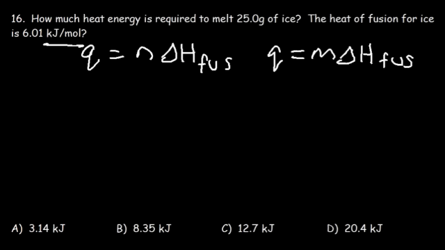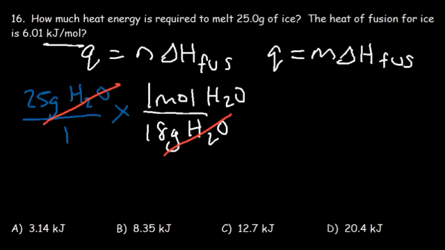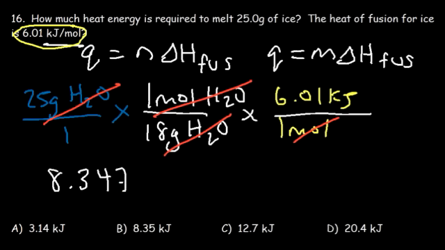So let's start with 25 grams of ice, and let's convert it into moles. Now water has a molar mass of approximately 18. Hydrogen is 1, there are 2 of them, so that's 2, and oxygen is 16, so that's a molar mass of 18. So we have 18 grams of water per 1 mole. So the units grams cancel. Next, we're going to convert moles into kilojoules using this number. This number means that for every mole of ice that you melt, it requires 6.01 kilojoules. So the units moles cancel, and now we can find the answer. It's going to be 25 divided by 18 times 6.01, and you should get 8.347 kilojoules.